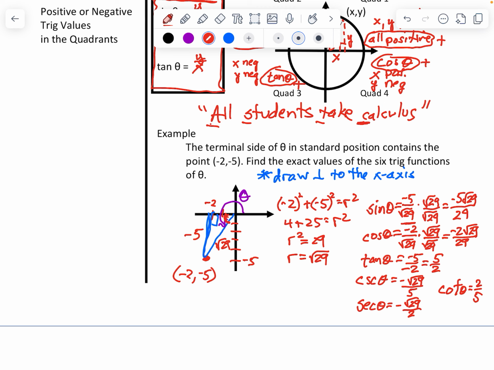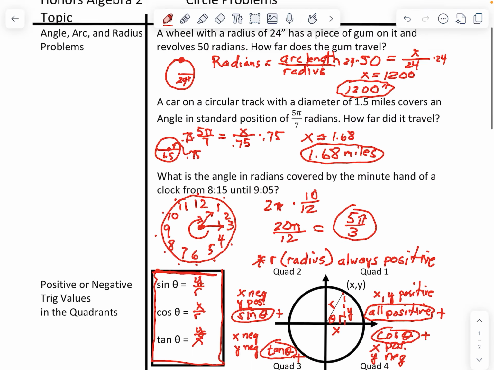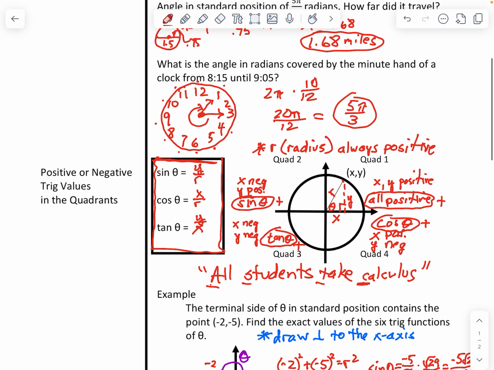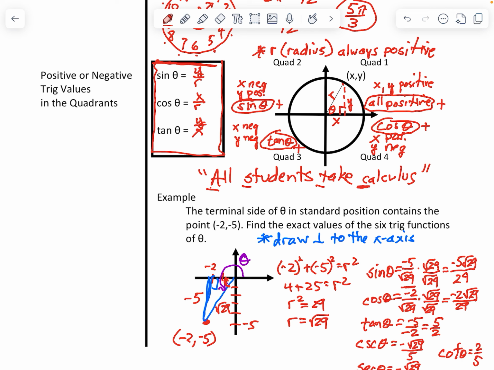So we've done circle problems here by working with our definition of what a radian measure is. We did several of these problems with circles and things that might be going around on tracks or around a circle. And then we used the x and y axis with a circle centered at the origin, and we found sine, cosine, and tangent according to the x, y, and r.